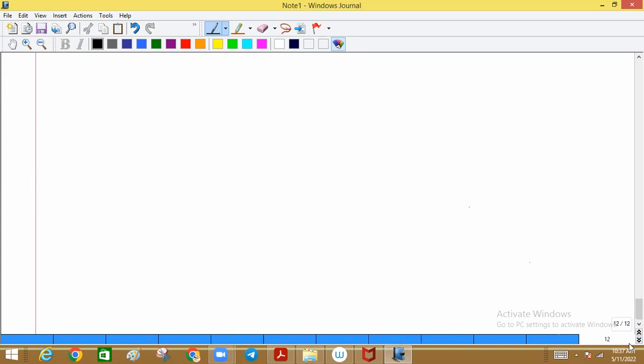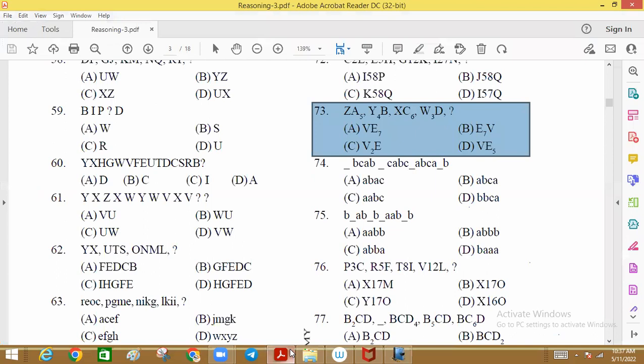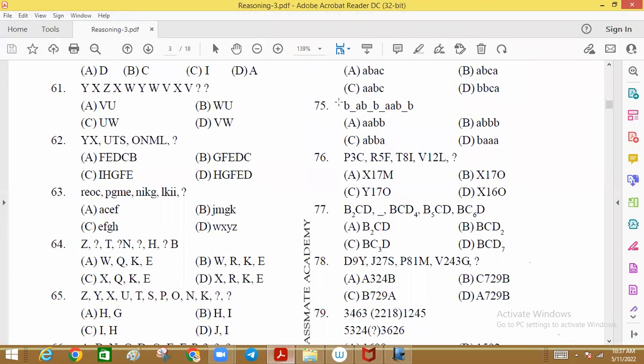Yeah, next is very important for the exam. SSC again started asking these questions because in 2021 I saw these questions. These are nothing but your repeated letter series. Again, very important for any exam, not only SSC. Those who are preparing for SI as well, it is very important. So let's start with this repeated letter question.